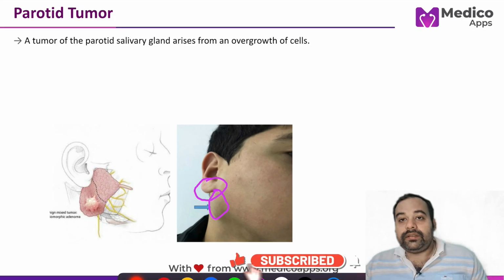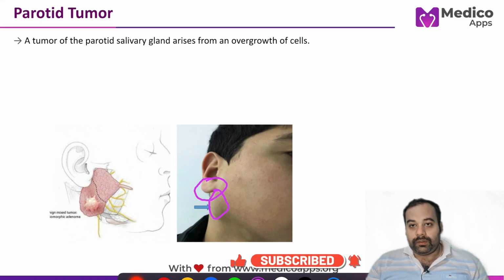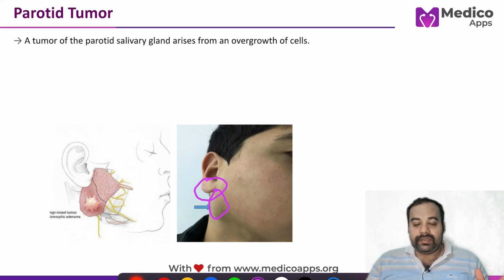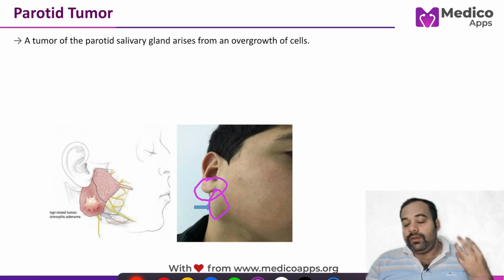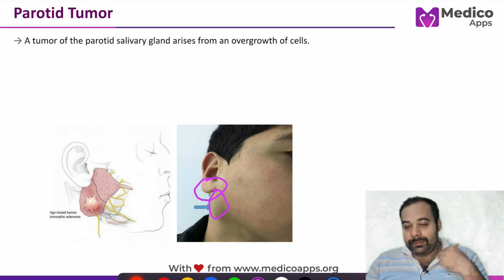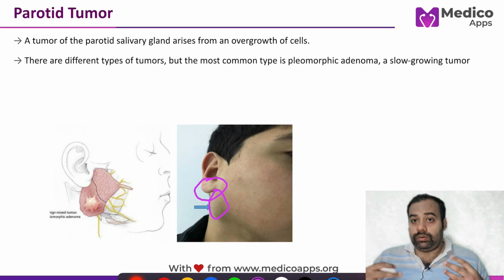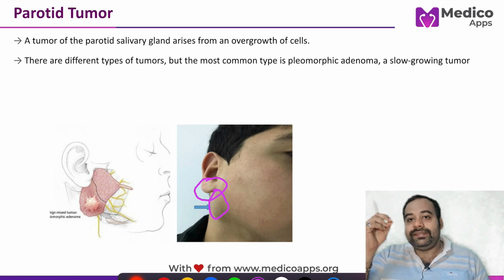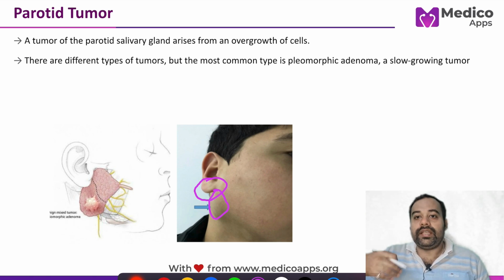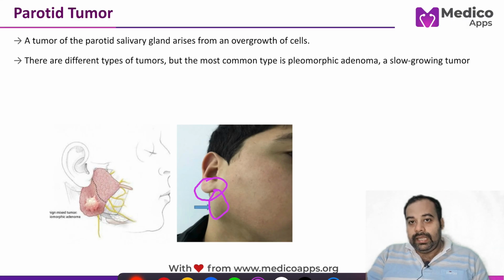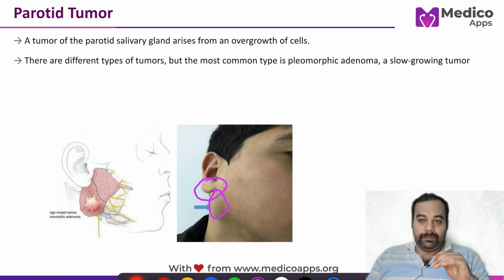Now let's try to understand the parotid tumor. We have the major salivary glands and the minor salivary glands. Major salivary glands are the parotid, submandibular and sublingual. There are a few small minor salivary glands, located inside the oral cavity. An excessive growth of the cells of the parotid gland eventually gives rise to a parotid tumor. Like every other organ, we have benign and malignant tumors, and mostly the benign tumor predominates.